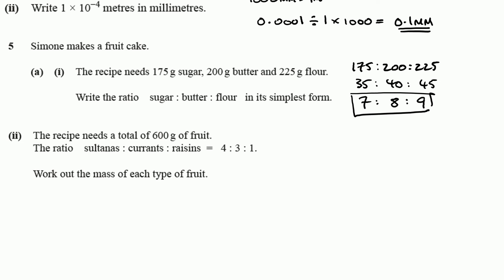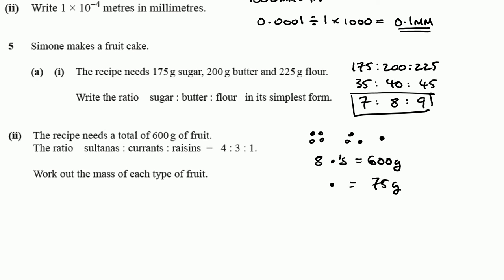The recipe also needs 600 grams of fruit in the ratio sultanas, currants, and raisins, 4 to 3 to 1. And I want to work out the mass of each type of fruit. 4 dots to represent the 4 dots of sultanas, 3 representing currants and 1 representing raisins. That's 8 dots altogether, and 8 of those dots represent 600 grams of fruit. So 1 dot represents 600 divided by 8, 75 grams.